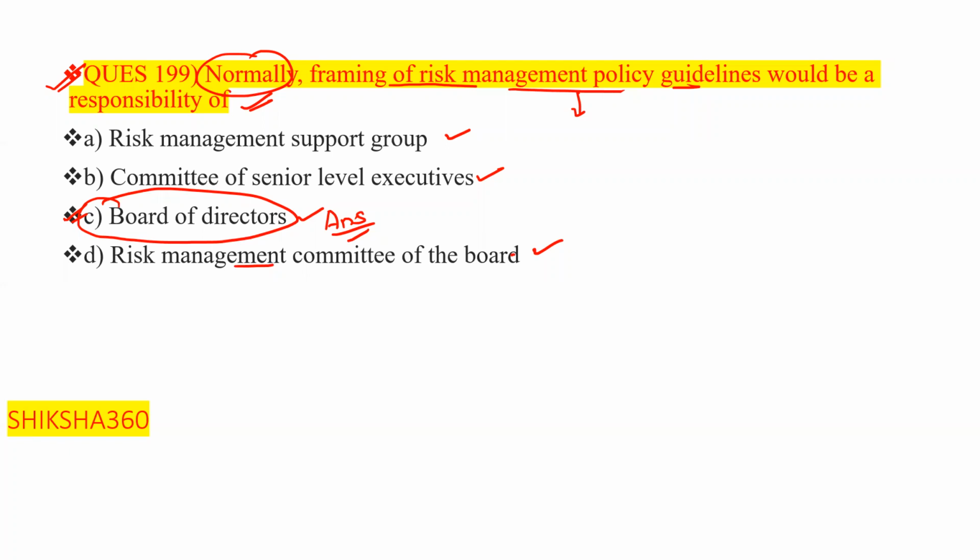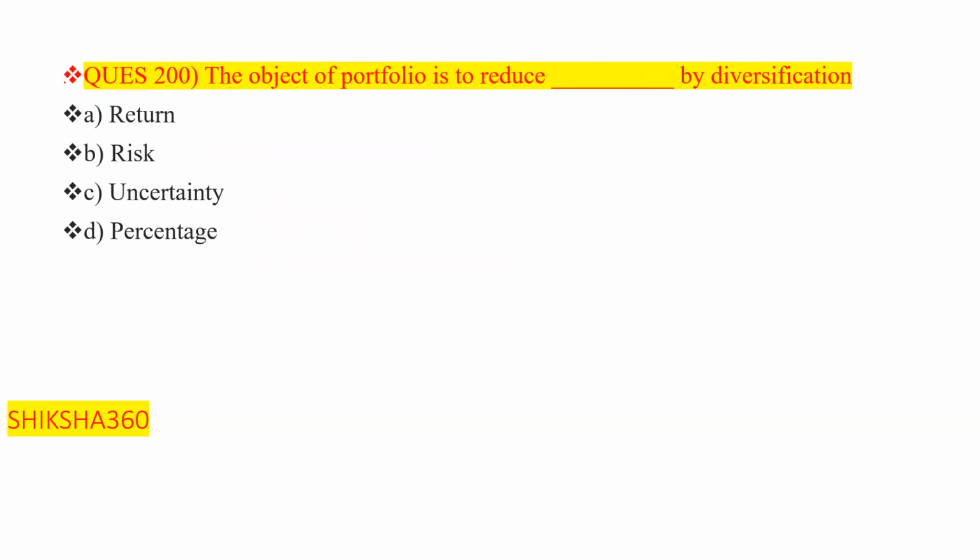Now move to the next question. Question number 200. You just have to read the question and try to understand basically what they want to say. These questions are not typical; you just want to understand the basic things under that. So let's discuss what the next question says.